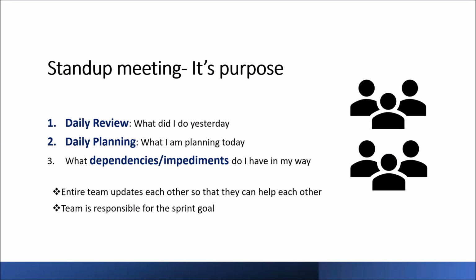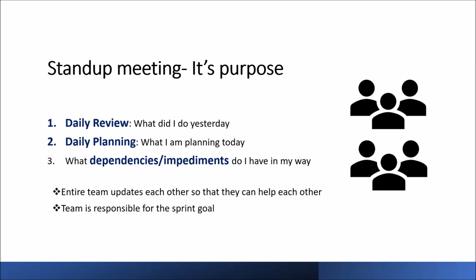And impediment resolution or dependencies with others is what the third aspect relates to. So even though we say it is a 15-minute stand-up meeting, as part of it we are doing a daily review, daily planning, and an update about others' dependencies and impediments. So this is a meeting where we review daily, plan daily, and help each other in resolving the dependencies and impediments.